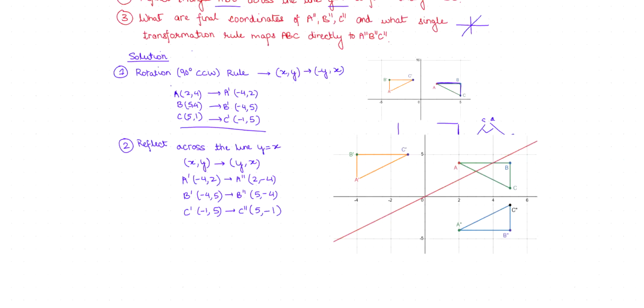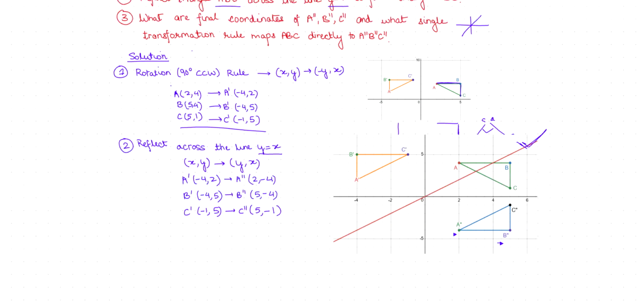So we see that when we reflect the triangle A', B', C' along line y = x, we get A'' (2, -4), B'' (5, -4), and C'' (5, -1). And this is the line y = x. So we see that this figure is reflected across it. A'B'C' is reflected across it to give A''B''C''.